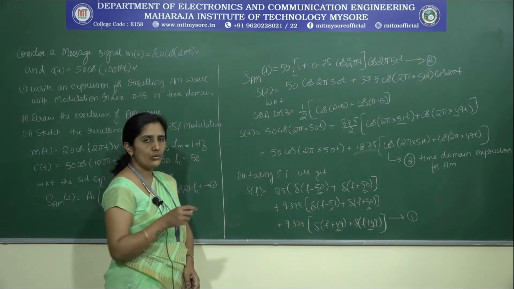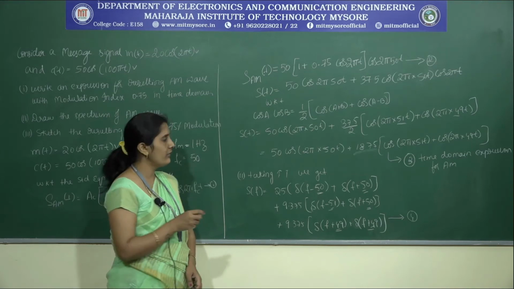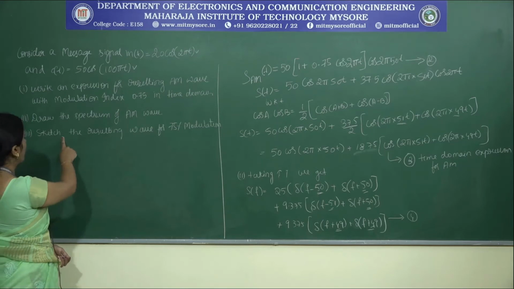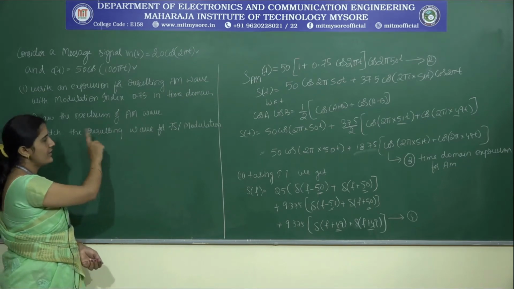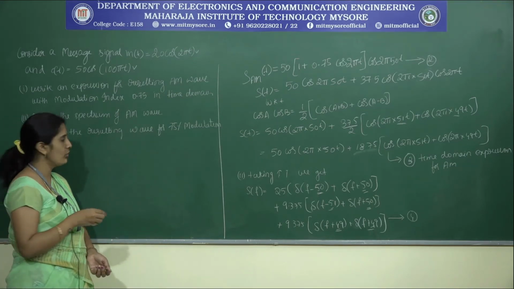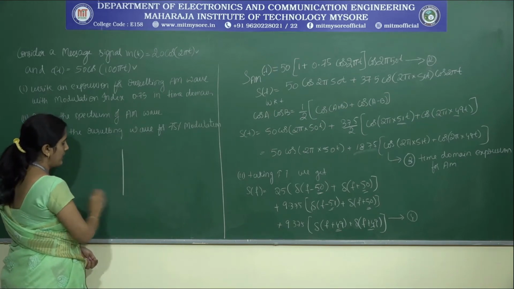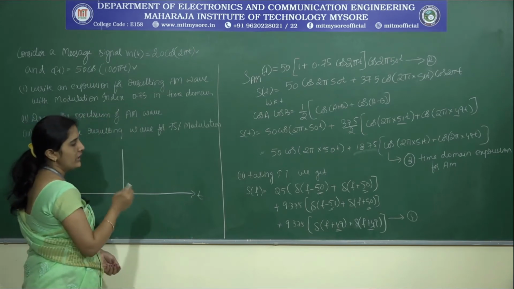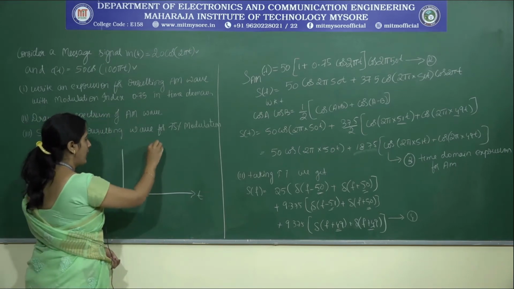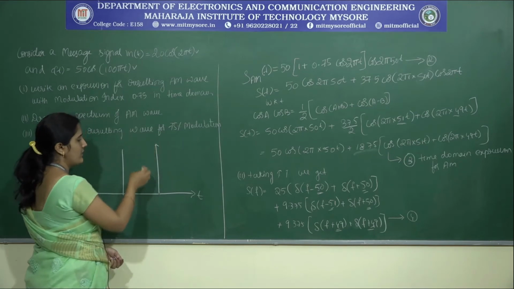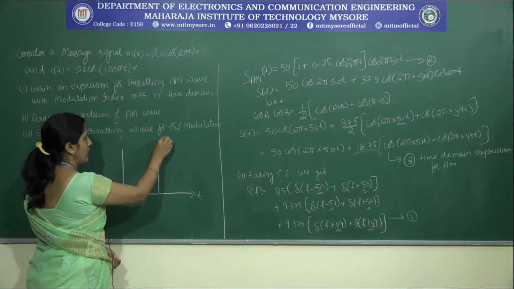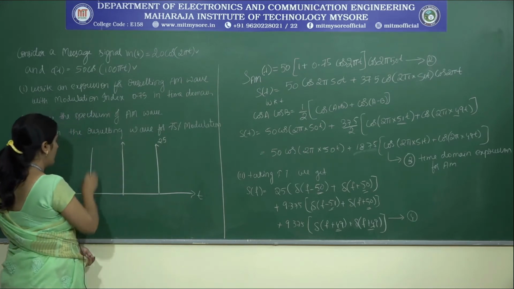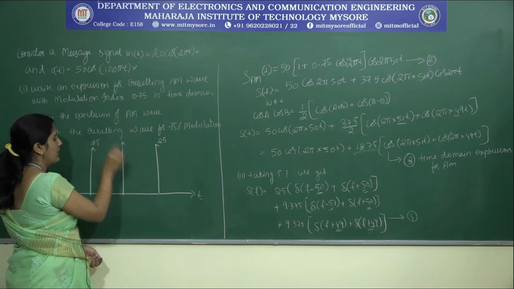Okay. Now let us see how to represent the spectrum for the given AM wave considering the modulation index. The last question is to sketch the resulting wave for 75% modulation. In order to represent this, let us consider this spectrum. Here, this is our center frequency, and at the upper sideband frequency the amplitude is 25. So we are going to consider this. Here also we have got 25.